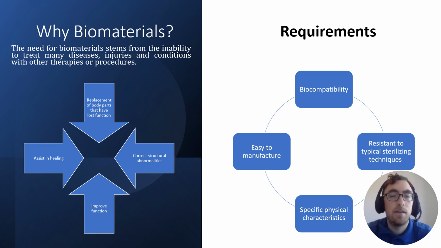The requirements to be a biomaterial include biocompatibility, or the ability to not react with any bodily tissue, such as being non-carcinogenic, non-pyrogenic, non-toxic, non-allergenic, compatible with blood and non-inflammatory. They also must be resistant to common sterilization methods like autoclaving, dry heat, or radiation. They also must be simple to manufacture and have particular physical properties such as desired strength, desired elasticity, and durability.